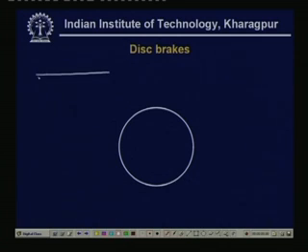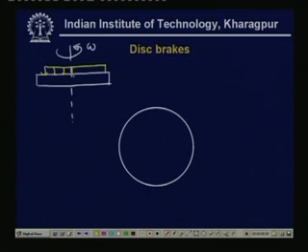Here we have the disc which is rotating with some speed, and we will have to apply a friction force, that is, a normal force on the top of it. We apply pressure, and since it is rotating, a friction force will be developed. So, looked at from the top, this will look like this is the disc and the normal force is applied.